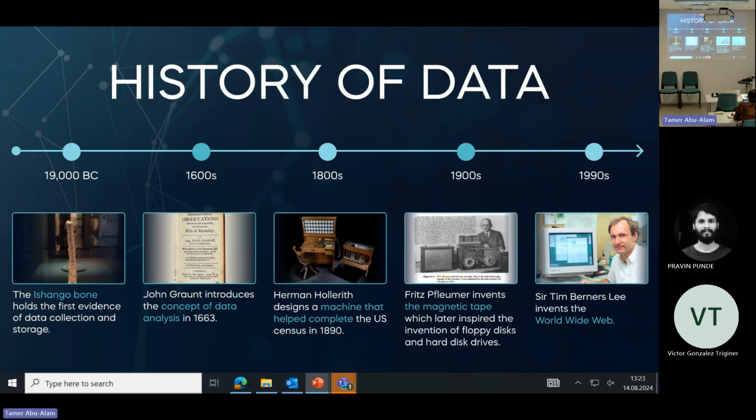Then, of course, the data started to grow in between, but the remarkable event after that is in 1660. So something like 400, 500 years ago, John Graunt introduced the concept of data analysis in 1664. A bit after 200 years, Hollerith designed a machine that helped compute the US population.